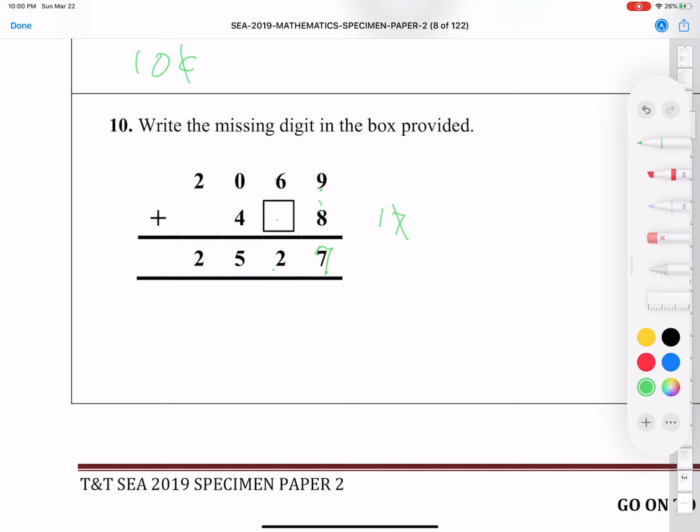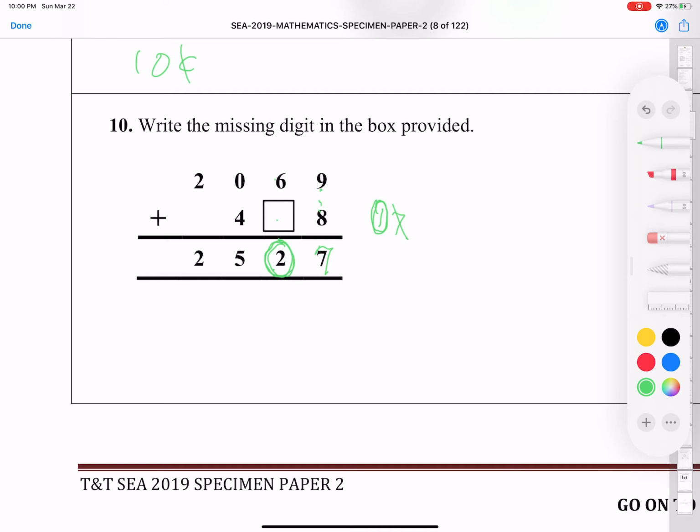Just remember regrouping. 6 plus something has to be a number greater than 10. That's why we have the regrouping here. But remember, this 1 has to be included. Whatever you get, it must be added to this 1 to get something ending with 2. So when you add this 1, it should be ending with 1. So let's see. 6 plus what? Do you want to get 12? Yes, you want to get 12.